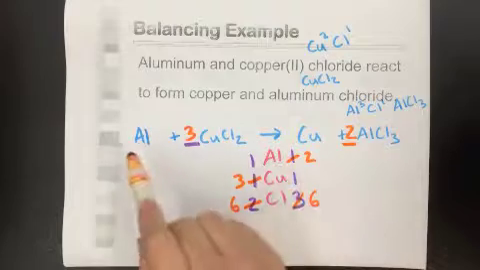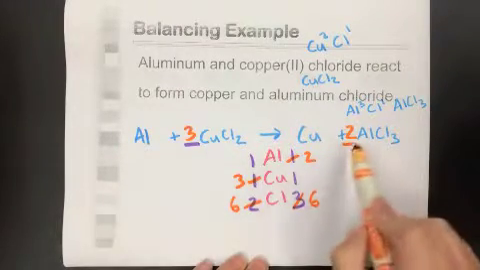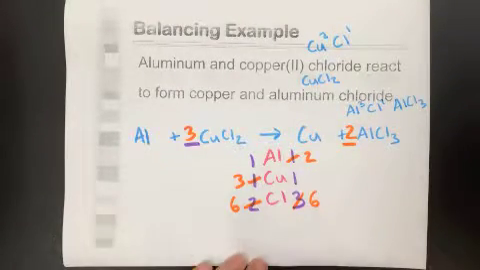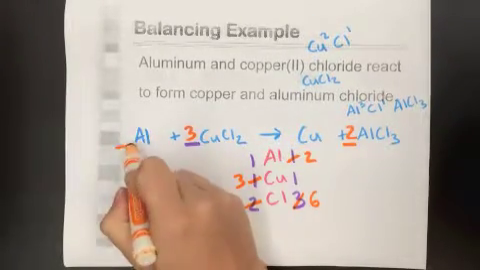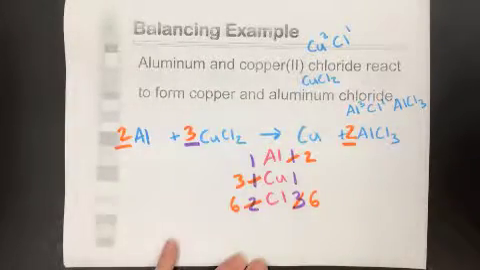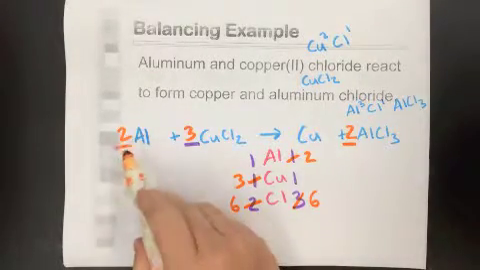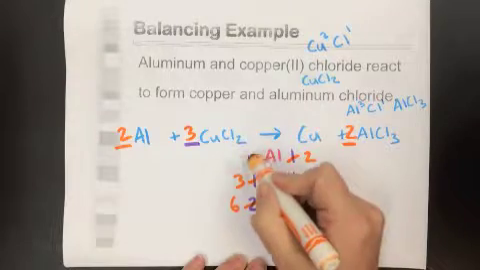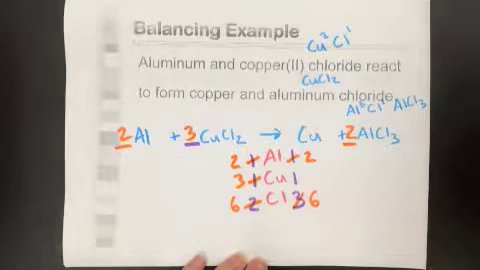So for aluminum, we now have 1 on the left and 2 on the right. So again, typically start on the side that has the least amount. So what times 1 equals 2? And your answer should be 2. So when you do that, we now have 2 times 1, which gives you 2. Your aluminums are good. So now we're going to do the same thing with copper.